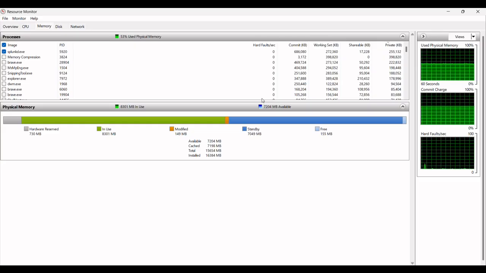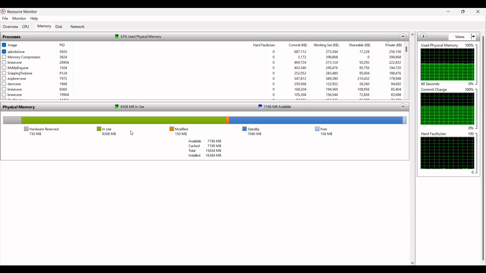For example, if multiple heavy applications are running simultaneously, Windows may start relying more heavily on virtual memory, increasing hard faults. Security monitoring tools, browsers, virtual machines, and SIEM platforms often consume significant memory resources in enterprise environments.